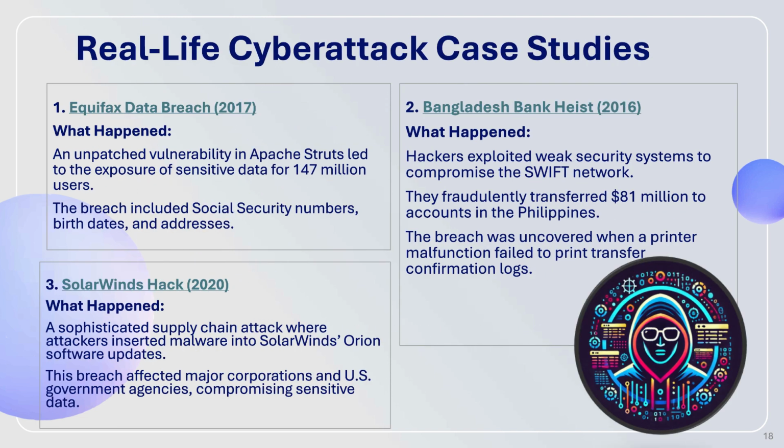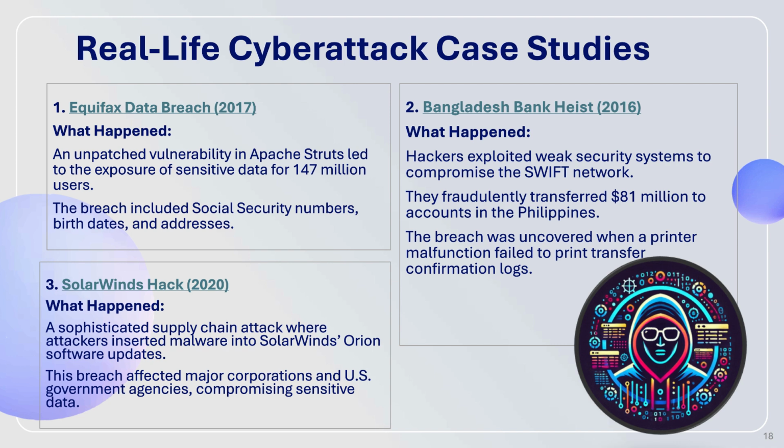Now, let's look at some real life cyber attack case studies to understand the devastating impact of security breaches and how VAPT could have helped prevent them. Number one is the Equifax data breach in 2017. What happened? An unpatched vulnerability in Apache Struts, a web application framework, exposed sensitive data of 147 million users. The impact is that this breach included social security numbers, birth dates, and addresses, critical personal information.